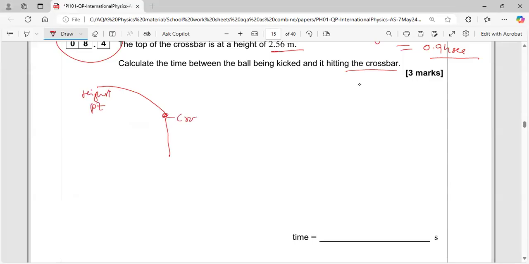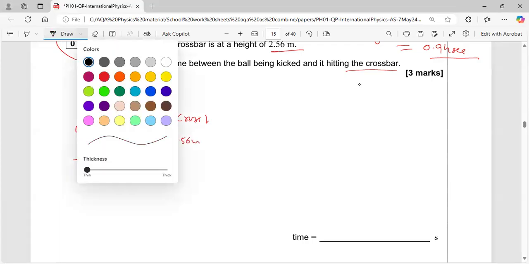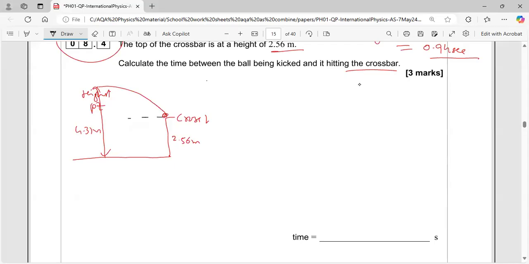This is the highest point, and this is the crossbar. We know that the total height gained was 4.31 meters, and this is 2.56 meters. So we have to look at how much it covers vertically downward from here. Like, how much is this? So this is 4.31 minus 2.56. So this gives you the value.